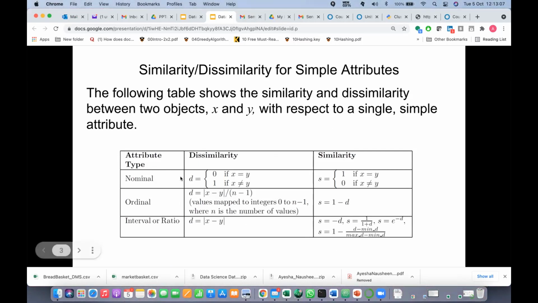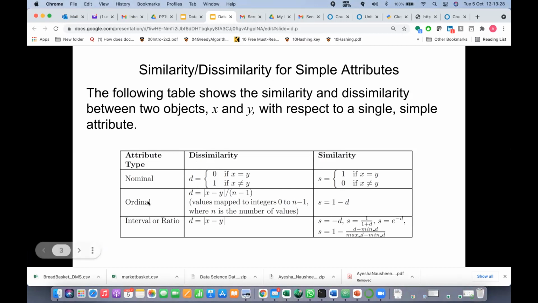So for nominal, it is easy. If they are the same, then similarity will be 1. If they are not the same, similarity will be 0. And vice versa for dissimilarity. If they are the same, dissimilarity is 0. If they are not the same, dissimilarity is 1.